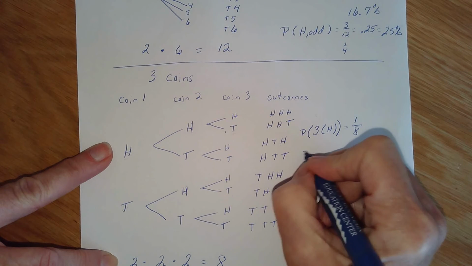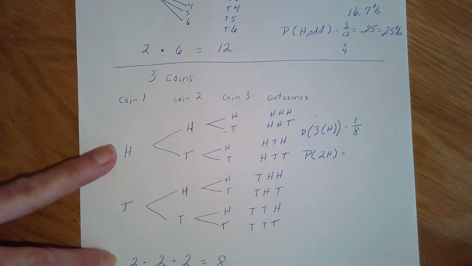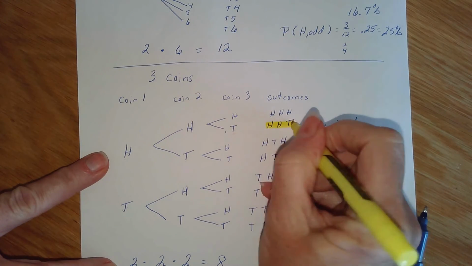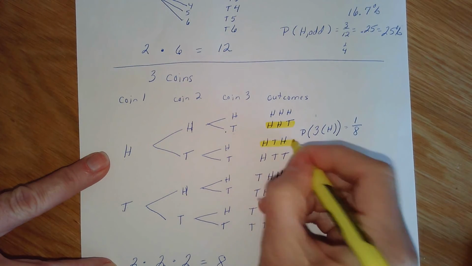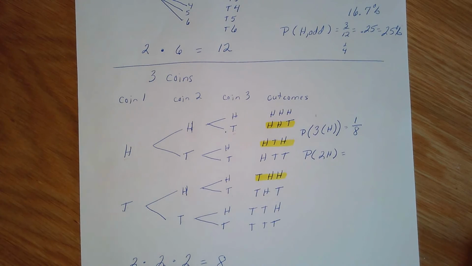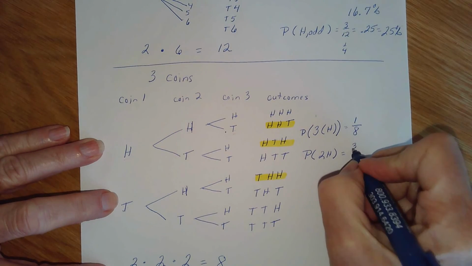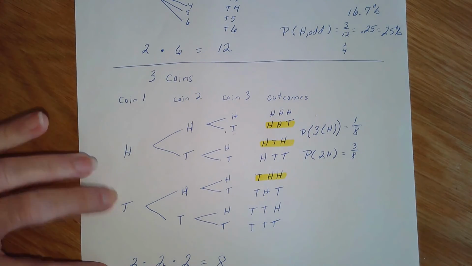Now I want to know the probability of 2 heads. I'm going to highlight those. I've got 2 heads here. I've got 2 heads here. They're just written in a different order. And I've got 2 heads right there. Again, written in a different order. That happened 3 out of 8 times.